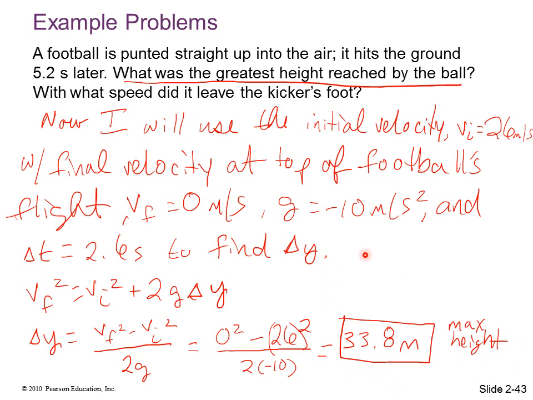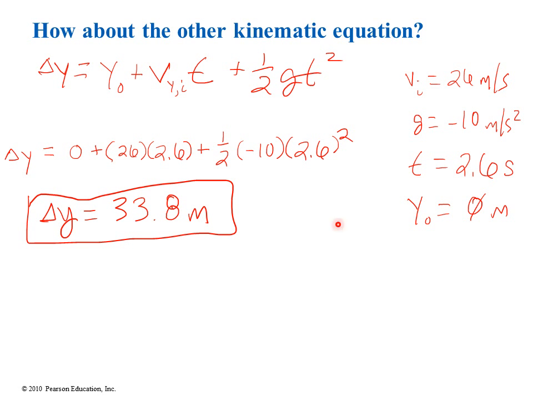So on the next slide, I actually use the second star equation. I plug in the same information to see if that would have worked as well. So if you want to pause and practice it yourself, that's fine. And here it is. Let's try this one. The delta y equals y naught plus vy naught t plus 1/2 gt squared. And here are all my inputs. I put them in, and sure enough, it works. So we get the same answer as we should.